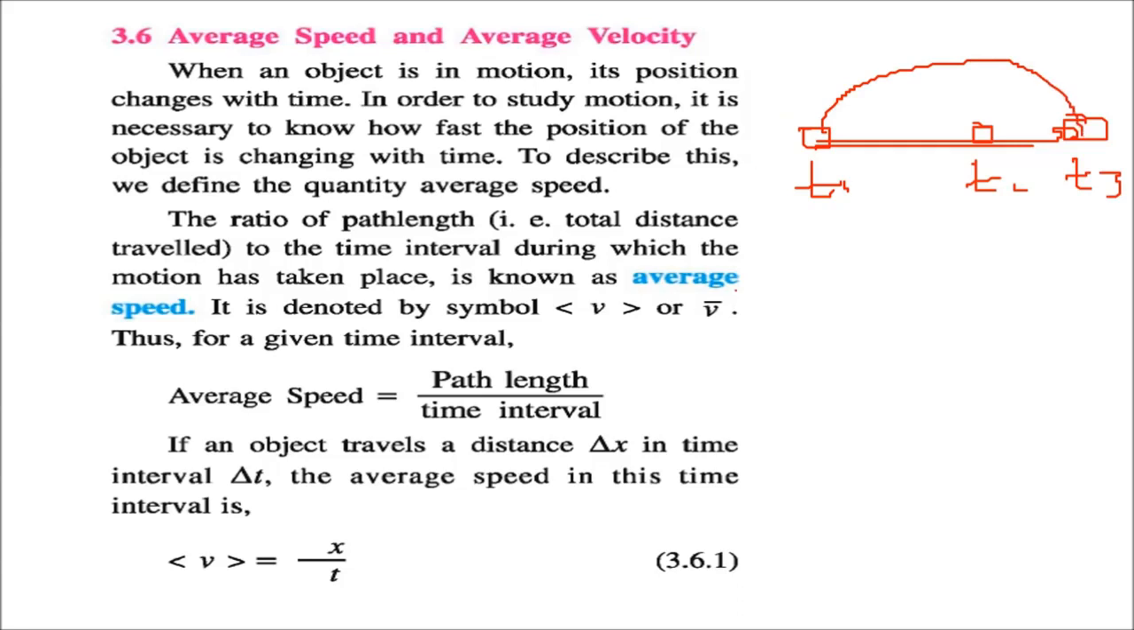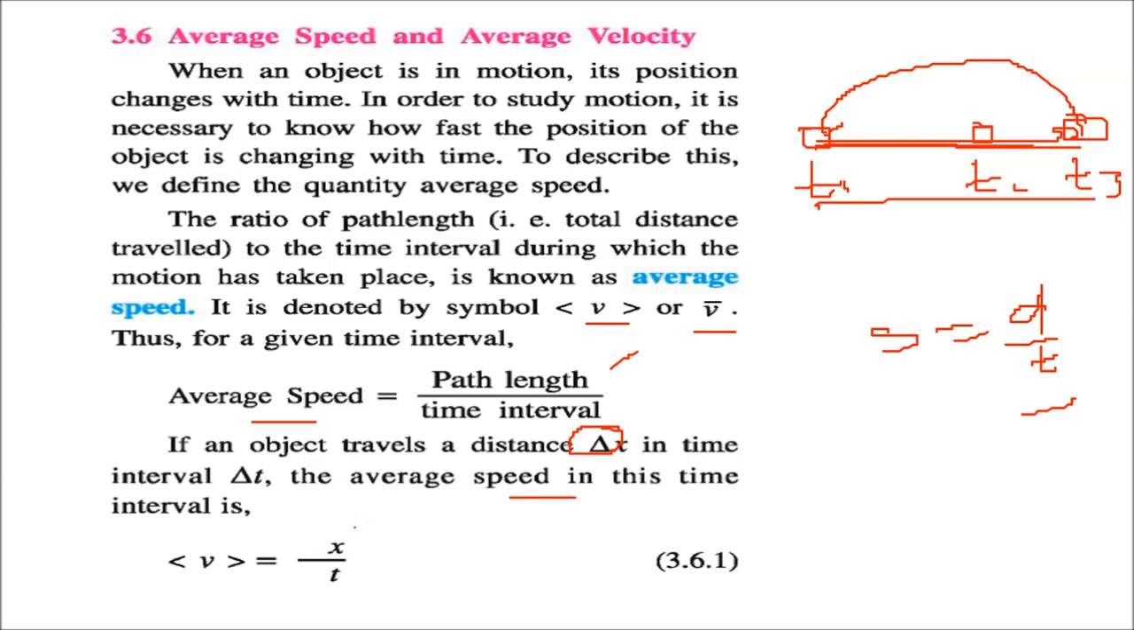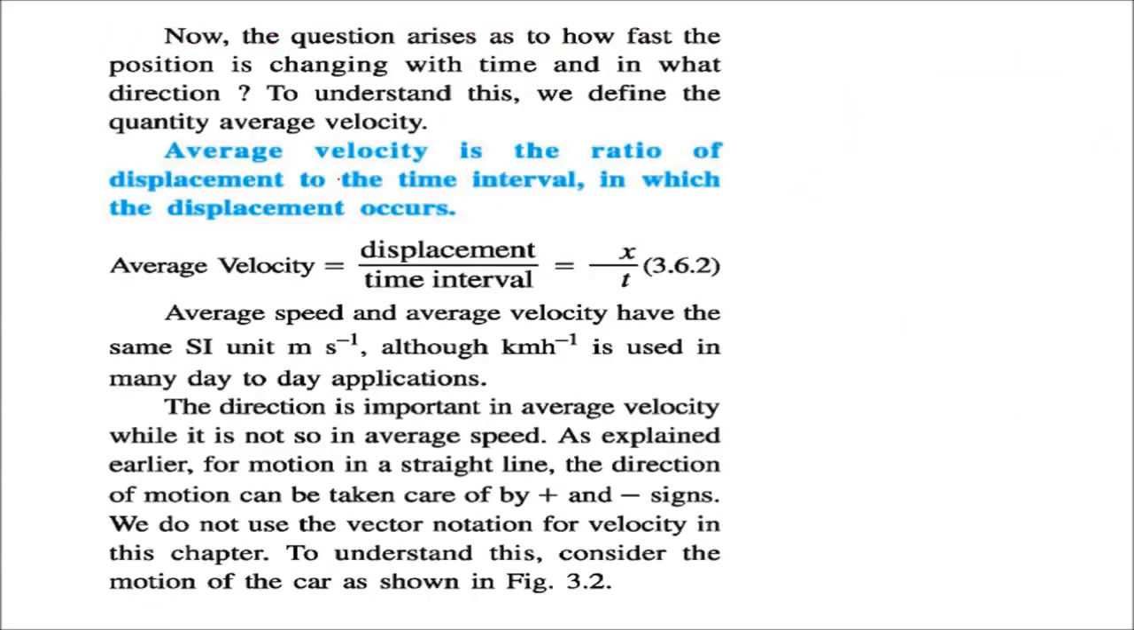we know it as the average speed. We denote it by v, or a bar on v. So average speed is total distance by time. This you need to just remember: speed is distance by time. Path length is the total distance from this to this, and the time interval is, say, T3 minus T1. So if an object travels a distance delta x in time interval delta t, the average speed in this time will simply be distance by time. v will be x by t.